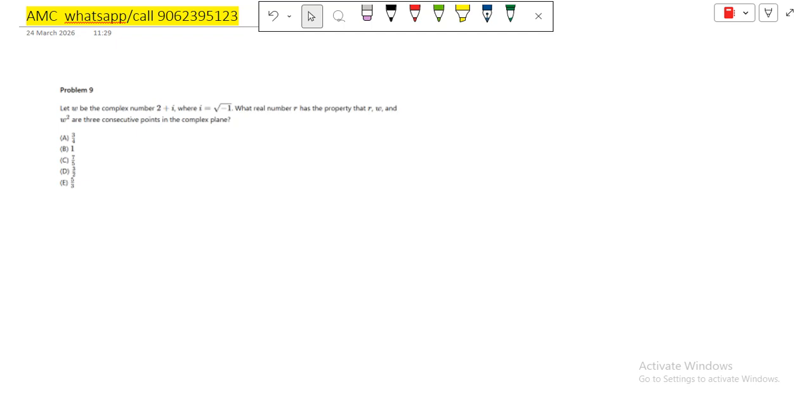r is a real number. That means r lives strictly on the x-axis. That is the real axis. So it has no time for that imaginary i drama, right?